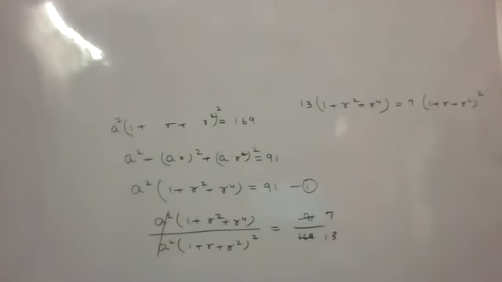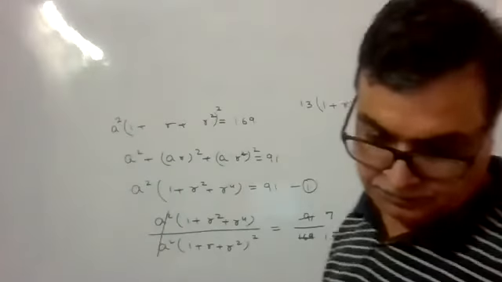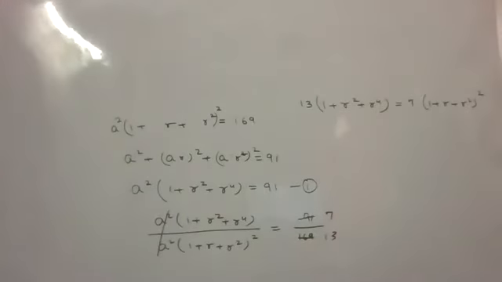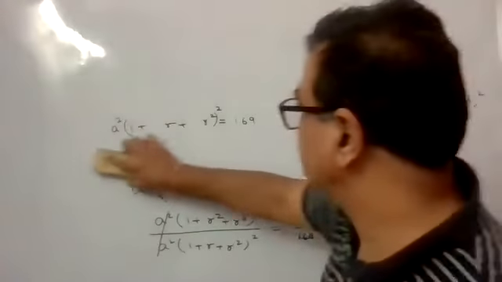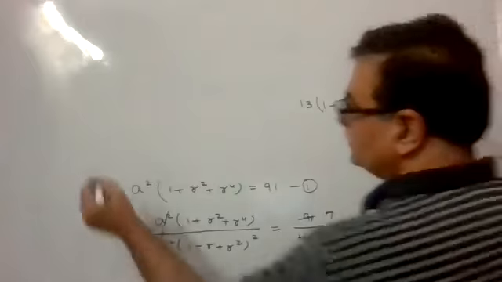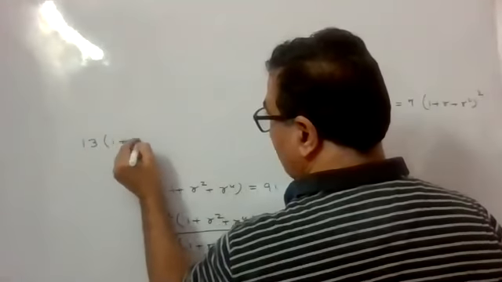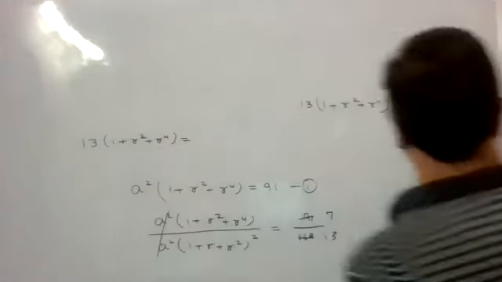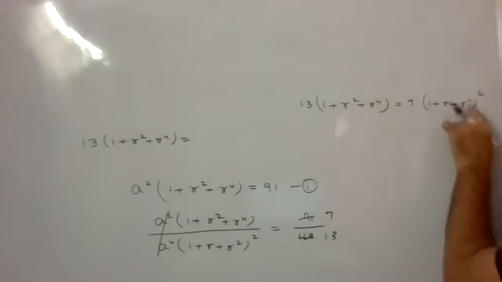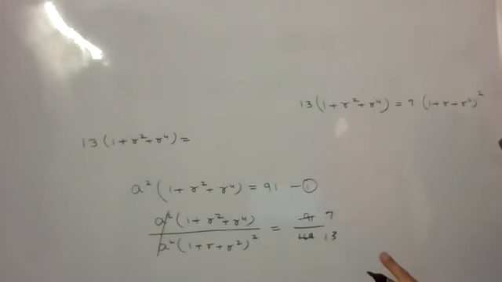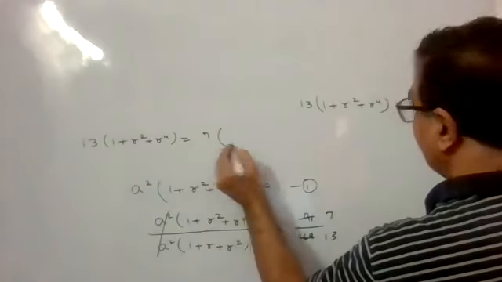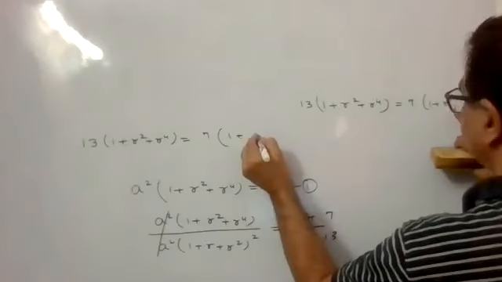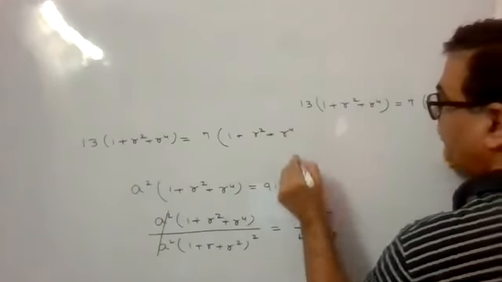Now what do we do next? Inside this the whole equation will be formed, and r cube will come. Now I'll open this result, okay? Thirteen times 1 plus r square plus r power 4. This is a plus b plus c whole square, which is a square plus b square plus c square plus 2ab plus 2bc plus 2ca. So I'll write 7 here. A square 1, b square r square, c square r power 4.